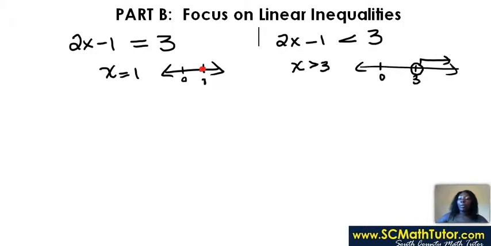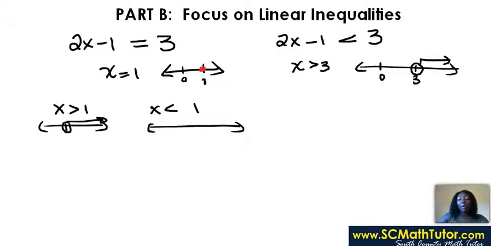Okay, so let's talk about all the different inequalities and how they look. We're going to use numerical examples. Let's say you had x is greater than 1. Well, the solution is going to start at 1, 1 is not included, everything greater than 1. Let's say you had x is less than 1. Again, you start at 1, but now your solution is not including 1, and it's everything less than 1.